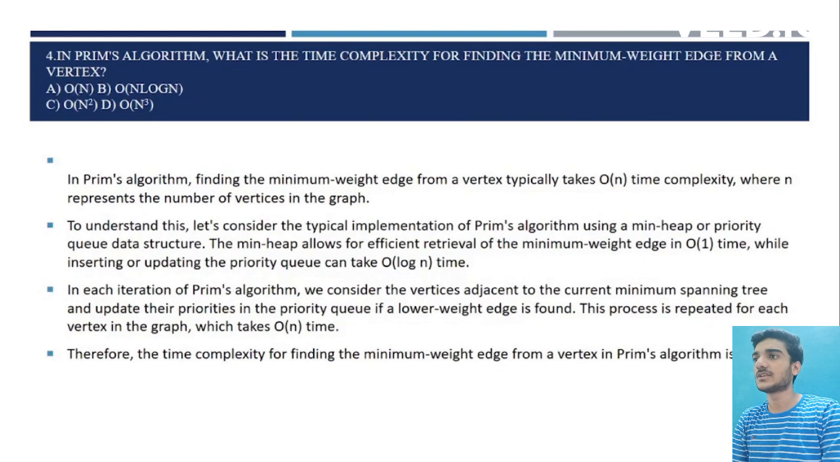In Prim's algorithm, what is the time complexity for finding the minimum weight edge from a vertex? And the correct option is, in Prim's algorithm, finding the minimum weight edge for a vertex typically takes O(n) time complexity, where n represents the number of vertices in the graph.